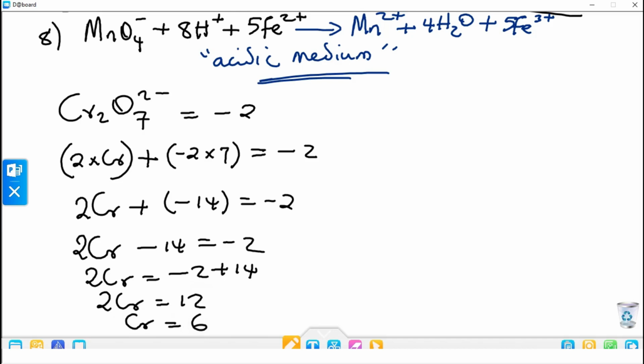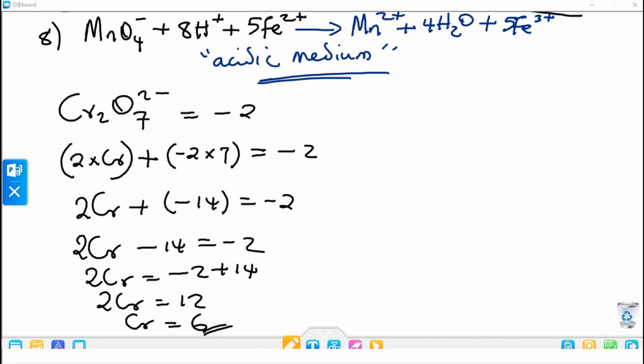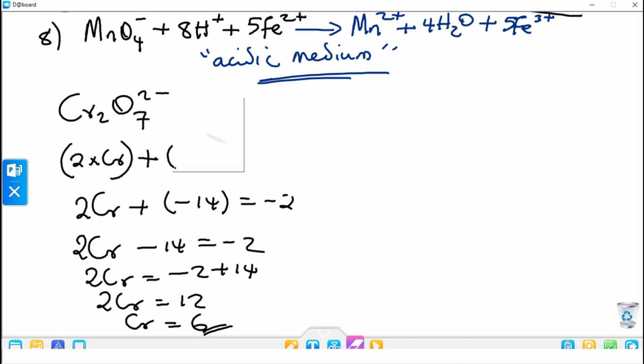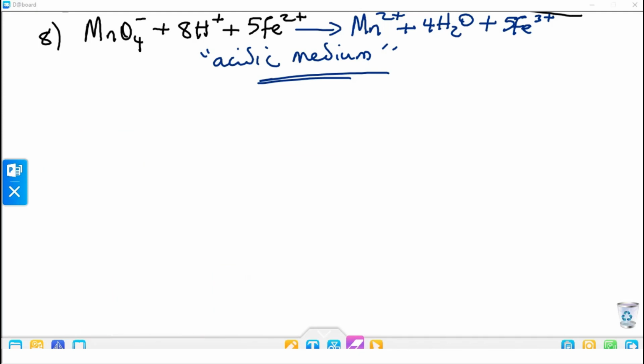So you can see we are very correct when we say that chromium has been reduced while iron has been oxidized, because chromium in the previous compound has gone from chromium 6 to chromium 3. So it means the chromium has been reduced, but the iron has been oxidized. So that is actually how to know which species is reduced and which species is oxidized. Okay, so with that now, we proceed to carrying out our balancing of the equation.